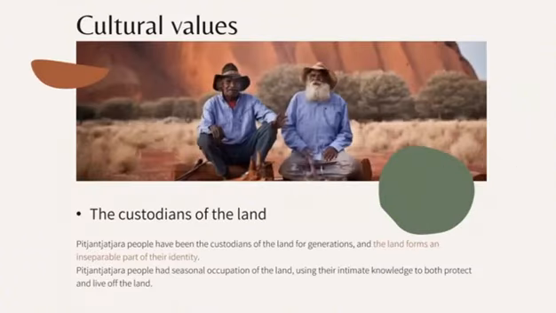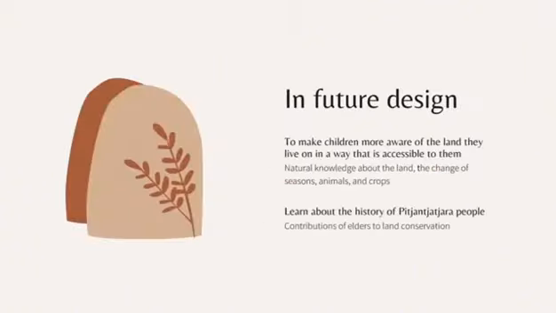Firstly, the land plays an important role in Pitjantjatjara people's culture. They have been the custodians of the land for generations, and the land forms an inseparable part of their identity. They had seasonal occupation of the land, using their intimate knowledge to both protect and live off the land. In future design, we need to make children more aware of the land they live on, in a way that is accessible to them at first.